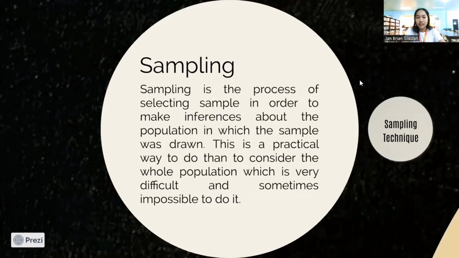Here is the sampling. Sampling is the process of selecting a sample in order to make inferences about the population in which the sample was drawn. This is a more practical way to do it than to consider the whole population, which is very difficult and sometimes impossible to do.